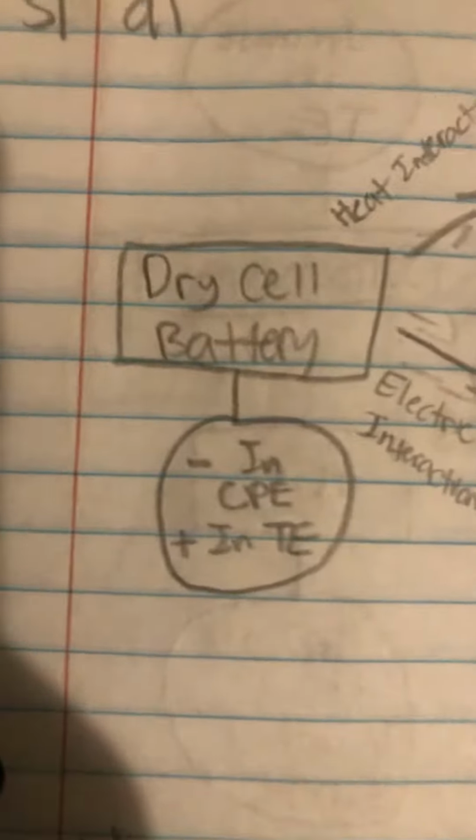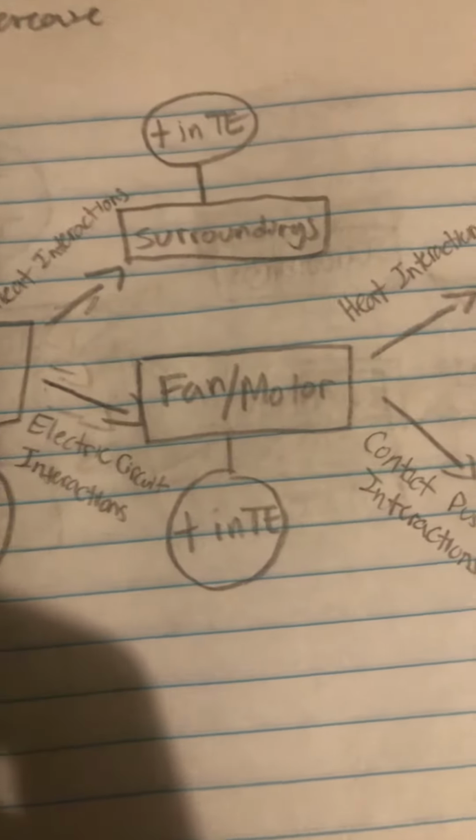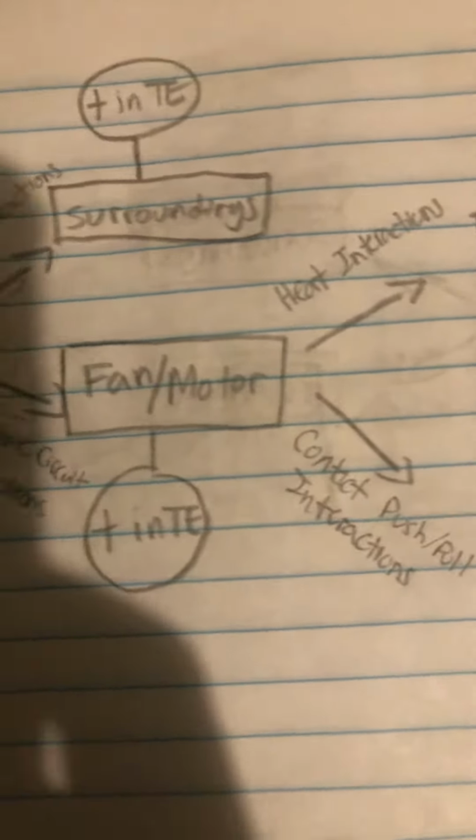And then I put a decrease in chemical potential energy, it loses power. Increase in thermal energy, it heats up. The surroundings heat up as well because of the increase in thermal energy. And the fan and motor increase in thermal energy as well because the fan and motor is going to be in motion and eventually it's going to heat up. Surroundings also increase in thermal energy, and the air increases in kinetic energy because it's going to be in motion, it's going to be speeding up, and that's why it increases.